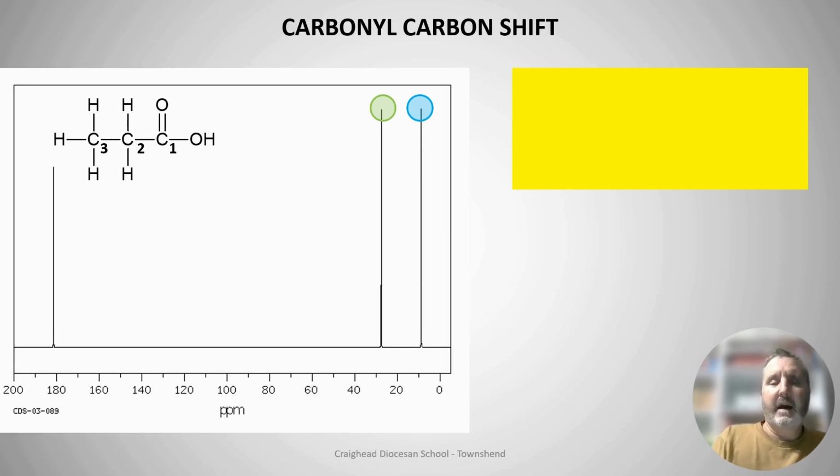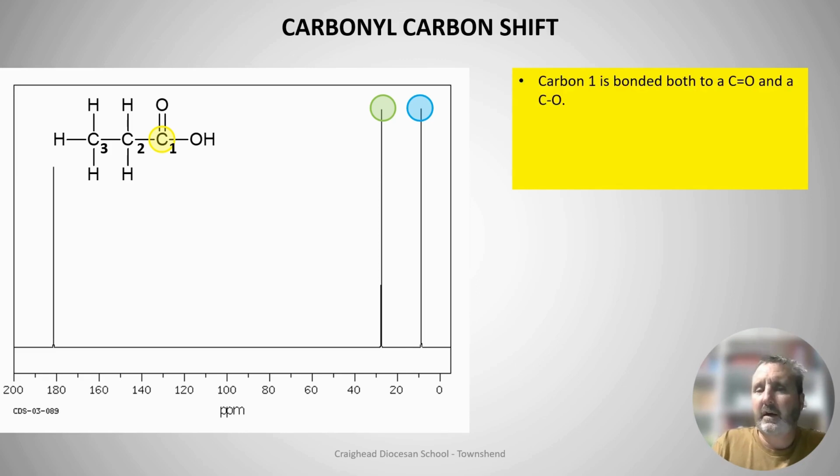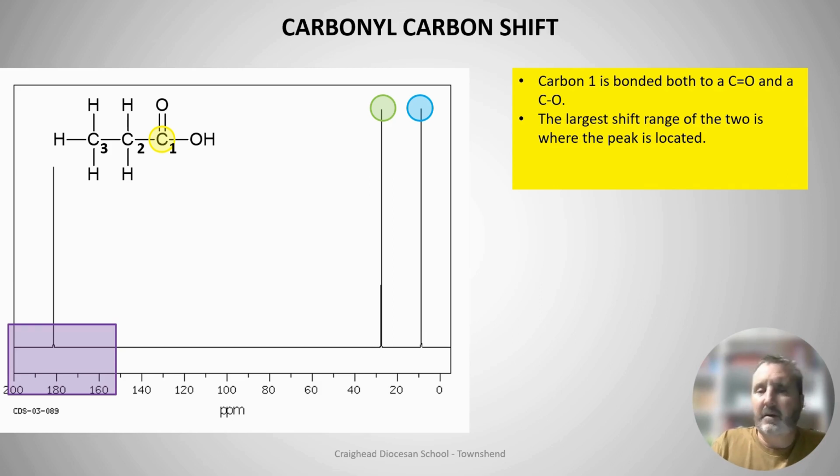Here's another carbonyl shift here. What I want to notice here is that this carbon actually has a carbon to double bond oxygen bond, but a carbon to oxygen bond as well. But when we have two competing shifts or pulls towards the left, we actually only take the one that is the largest. So in this case, the carbon to double bond oxygen is going to be the one that we use to locate the peak, and it's going to be between that 150 to 220.